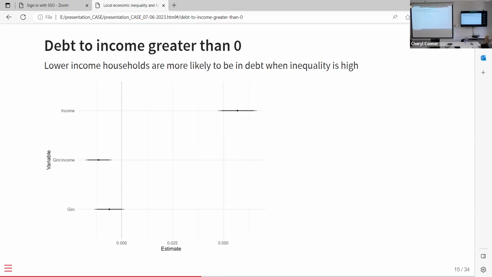So for different outcome measures, here's where the debt to income greater than 0 is the dependent variable, it's binary. And we have a negative and significant interaction term. So the point is the point estimate, and then the confidence interval here. So really what this is saying is lower income households are more likely to be in debt, to have some debt, when inequality is high.